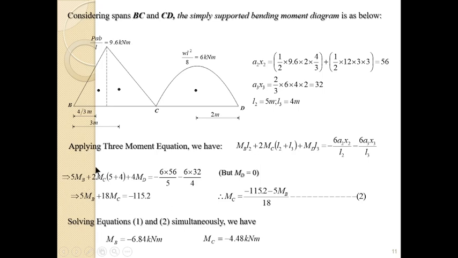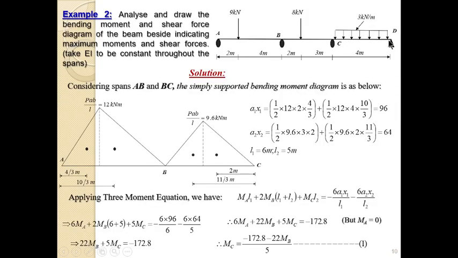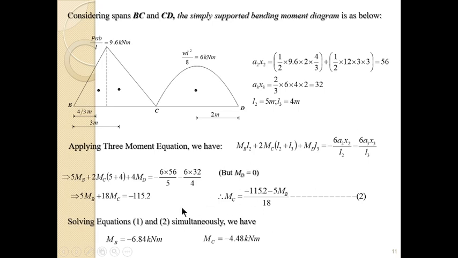So okay, first of all we put this: 5 MB, this is 2 MC into 5 plus 4, 4 MD, all equals to, we now substitute this value. But MD is 0. Of course, we know that MD is 0 because this place is simply supported. There is no moment there. So MD is 0, so that cancels this component.